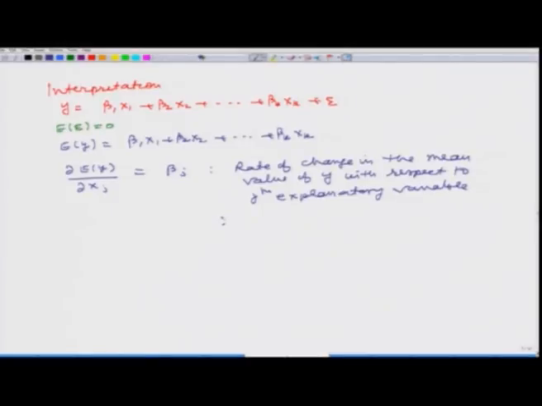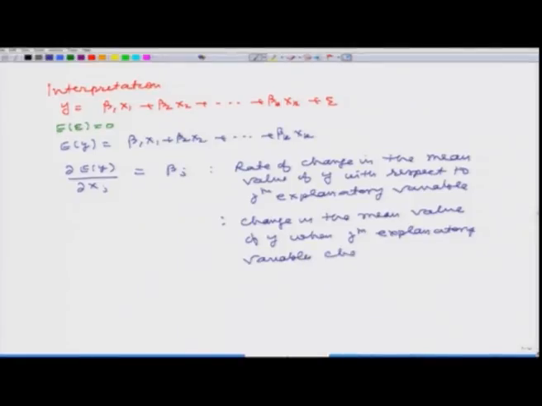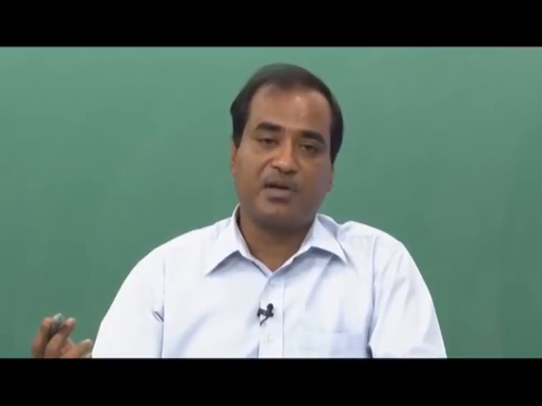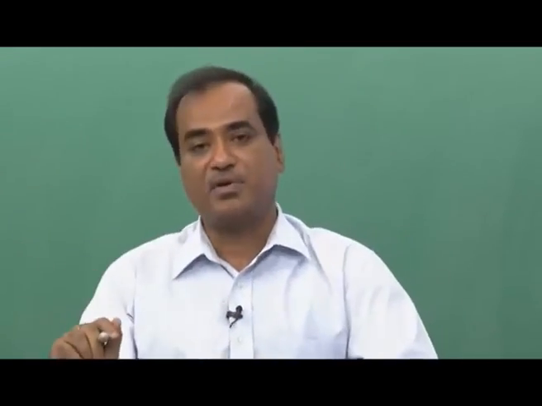So this essentially denotes the change in the mean value of y when the jth explanatory variable changes by 1 unit. And if you try to recall, this is a similar interpretation as in the case of the simple linear regression model. So whatever interpretation I had given to beta 1 in the case of the simple regression model is now extended to beta 1, beta 2, beta k.